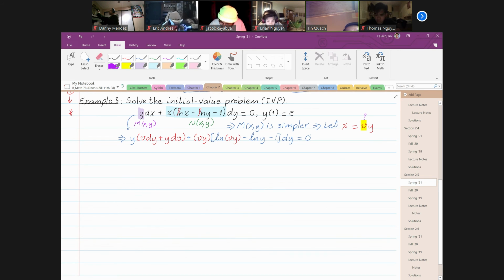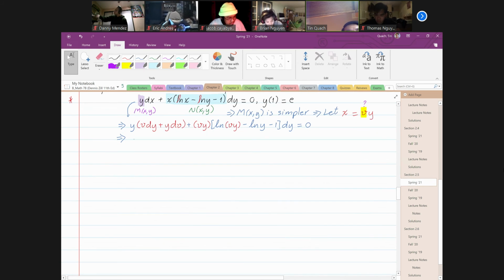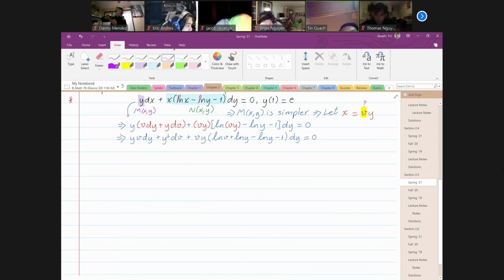Okay, so this gives you, so let's multiply everything out. So you have yv dy plus y squared dv, and then inside ln of vy is ln of v plus ln of y, and then minus ln of y minus 1. So we can cancel out these two, okay?